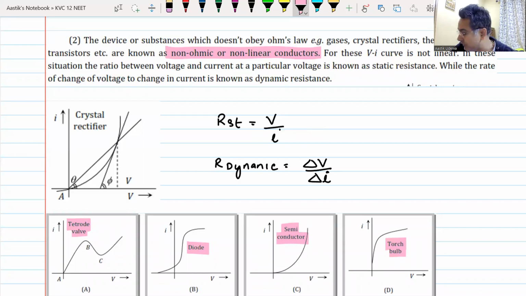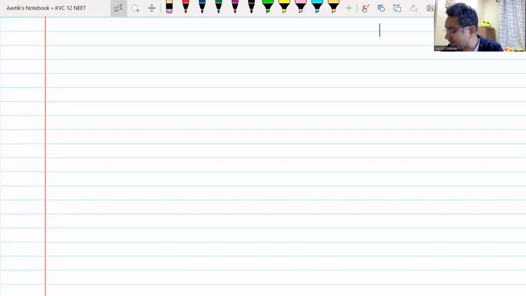Then we move ahead, and we have understood that if the VI graph is a straight line, or V is equal to IR, that body is known as an ohmic conductor or an ohmic material. And we have understood that V by I is R. The next heading that we are going to write is resistance.